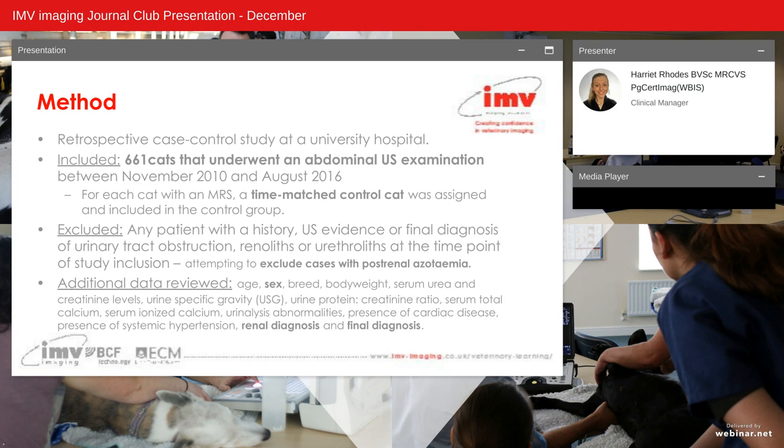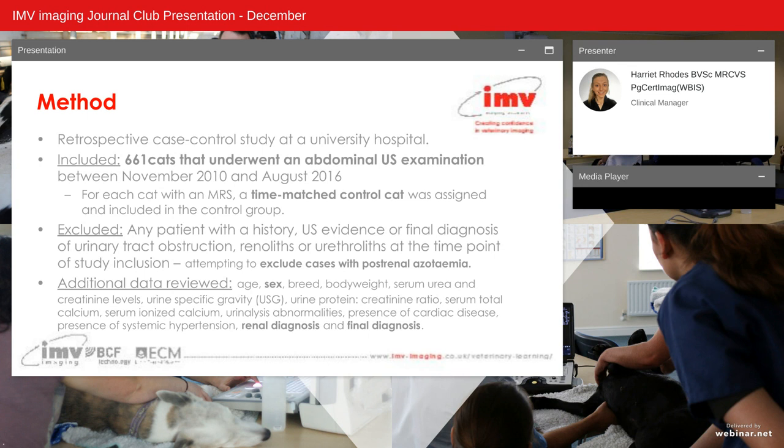Cats were excluded from the study if there was a history, ultrasound evidence, or a final diagnosis of urinary tract obstruction, renal lifts, or urethral lifts at the time of the study inclusion. This was in an attempt to exclude any cases of post-renal azotemia.